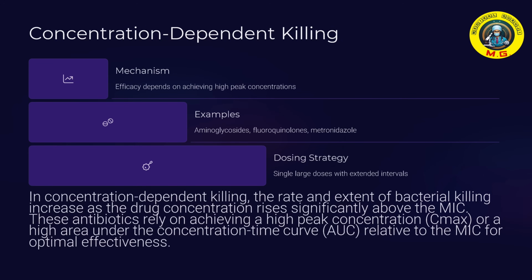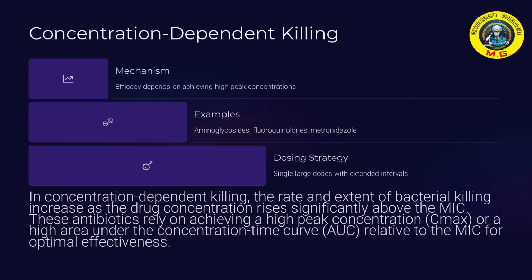Examples of concentration-dependent antibiotics include, first, aminoglycosides like gentamicin and amikacin, which irreversibly bind to the 30S ribosomal subunit, causing misreading of mRNA and production of defective proteins. At high concentration, it leads to rapid bacterial killing.